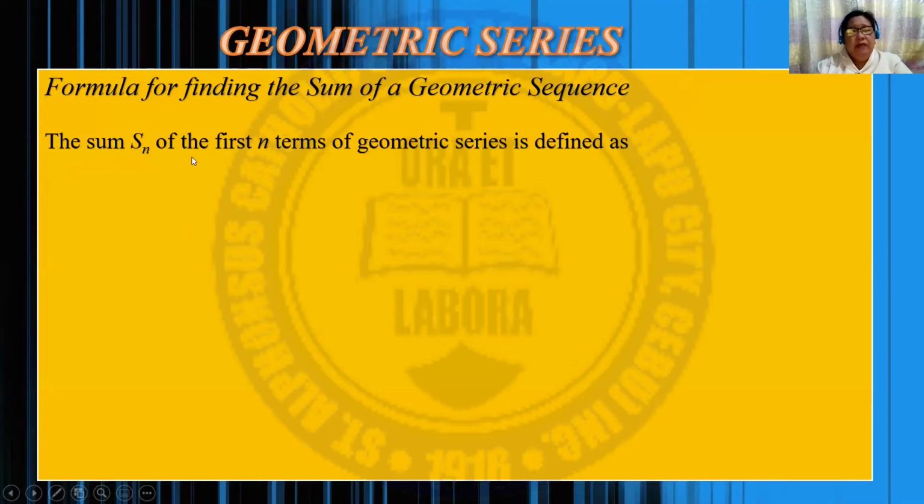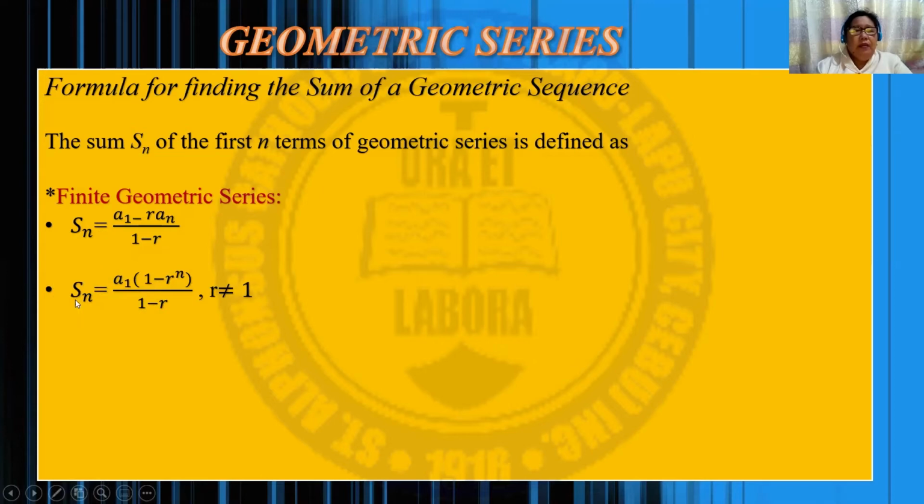And the formula for finding the sum of a geometric sequence, we have the sum represented by S sub n of the first n terms of the geometric series. For finite geometric series, we have S sub n is equal to a sub 1 minus r times a sub n all over 1 minus r. And the other one, S sub n is equal to a sub 1 times 1 minus r raised to n all over 1 minus r, where r should not be equal to 1.